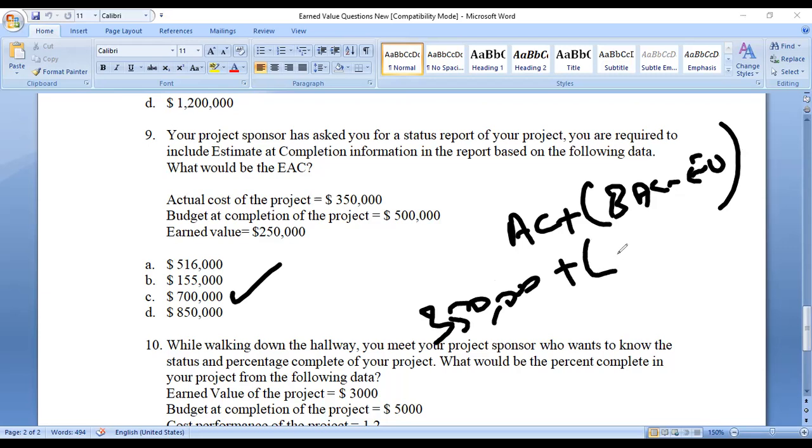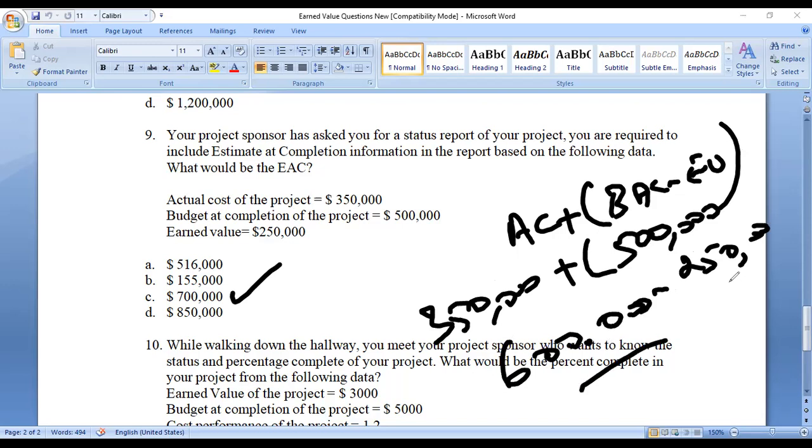Okay, what is your BAC? 500 minus 250, right? Yeah, 250. You are able to get only 600,000, right? How are you able to get 700,000? 500,000 minus 250,000 will be 250,000. Adding this 250,000, the 350 will be only 600,000. Now you are able to get 700,000.